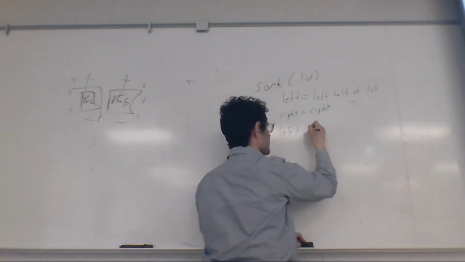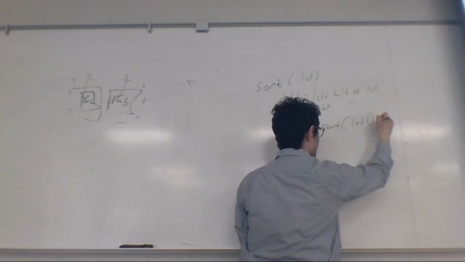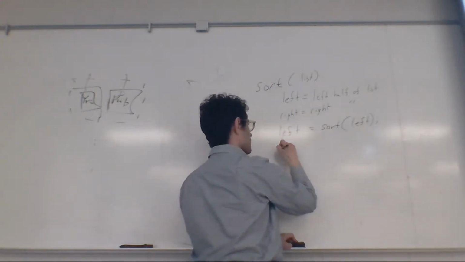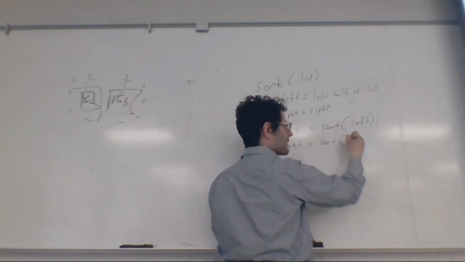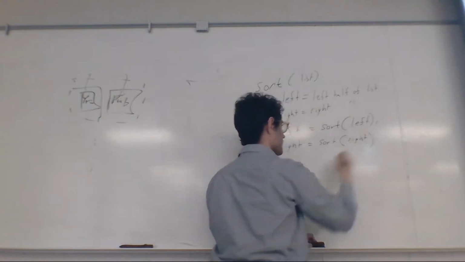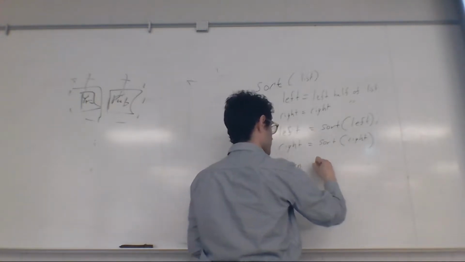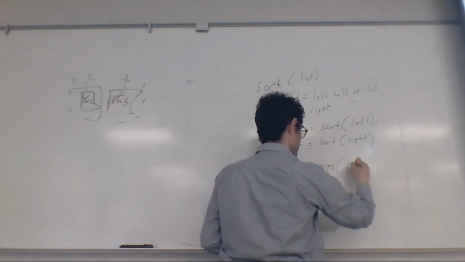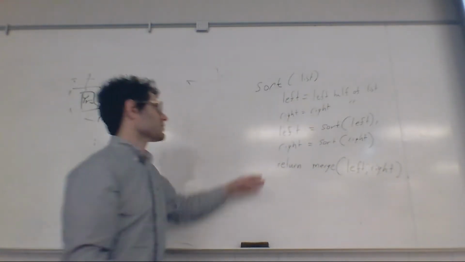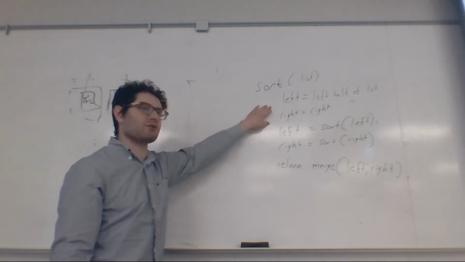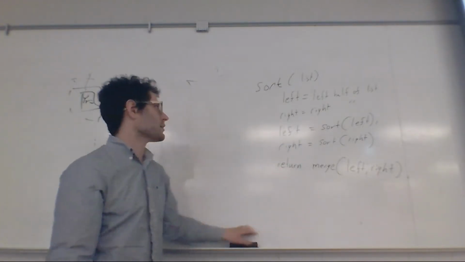So left is equal to sort the left side, right? So we're calling the same algorithm. And as you might imagine, right is going to be equal to the result of sorting the right. And then we return merge of left and right. Left and right here are both sorted, right? So we split the list into two lists. We sort the left half, we sort the right half, and we return them merged together. Okay? We need a base case.